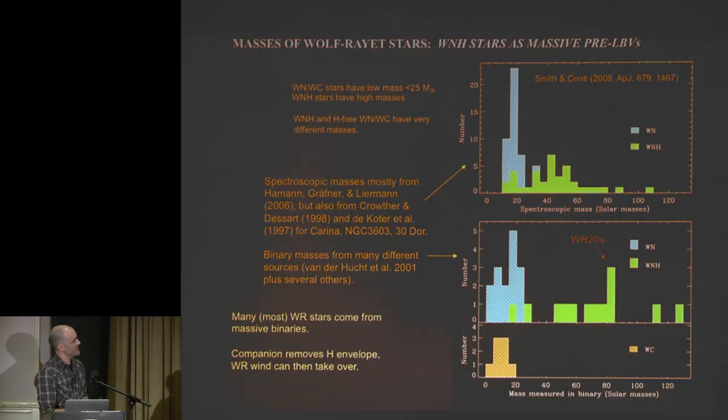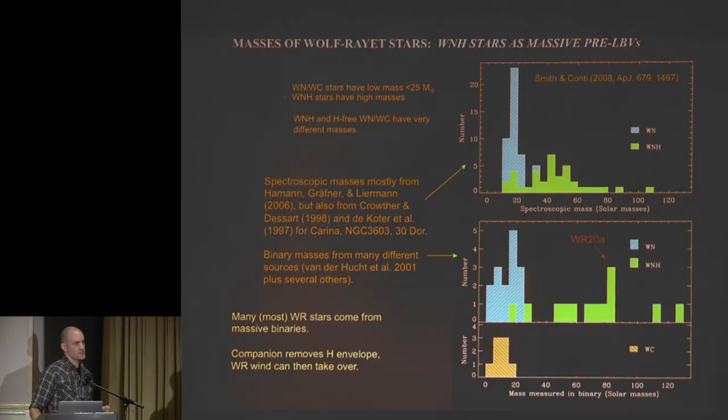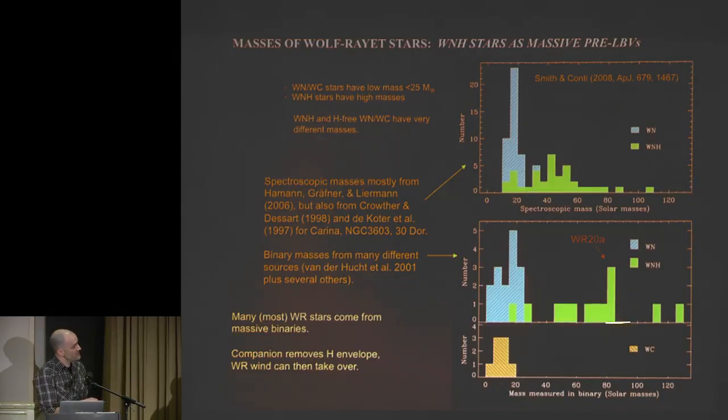This is a plot of masses measured by doing spectral fits to the atmosphere, and then this is measured in binary systems, and we have three different families of Wolf-Rayet stars. There's WN and WC, but then there's these things called WNH stars, which still have hydrogen. And really what they are is O stars that have strong winds, so they have Wolf-Rayet-like features in the winds. So all of the really massive Wolf-Rayet stars have hydrogen. The ones that don't have any hydrogen left are all 25 solar masses or less. We never see any helium cores that are very, very massive.